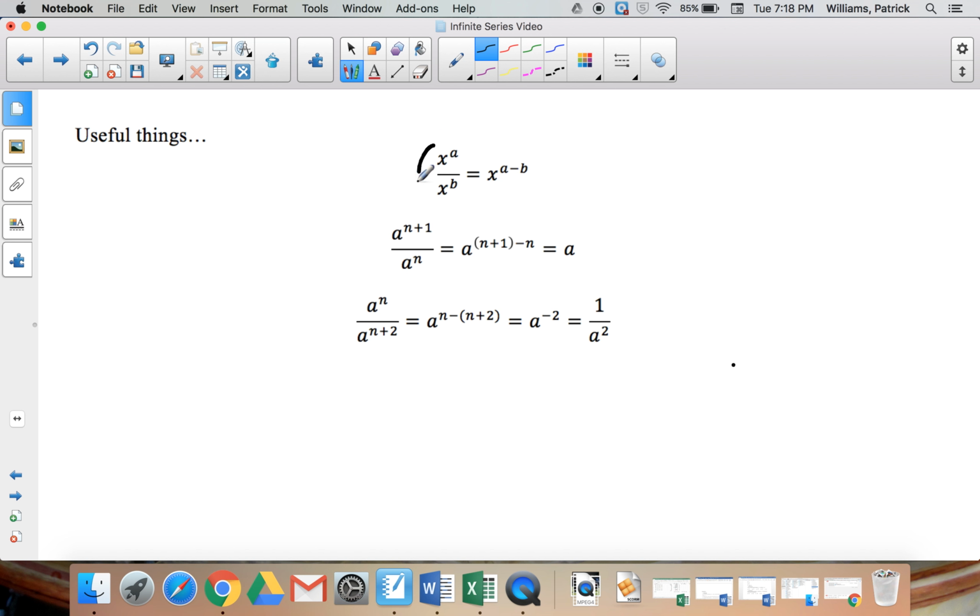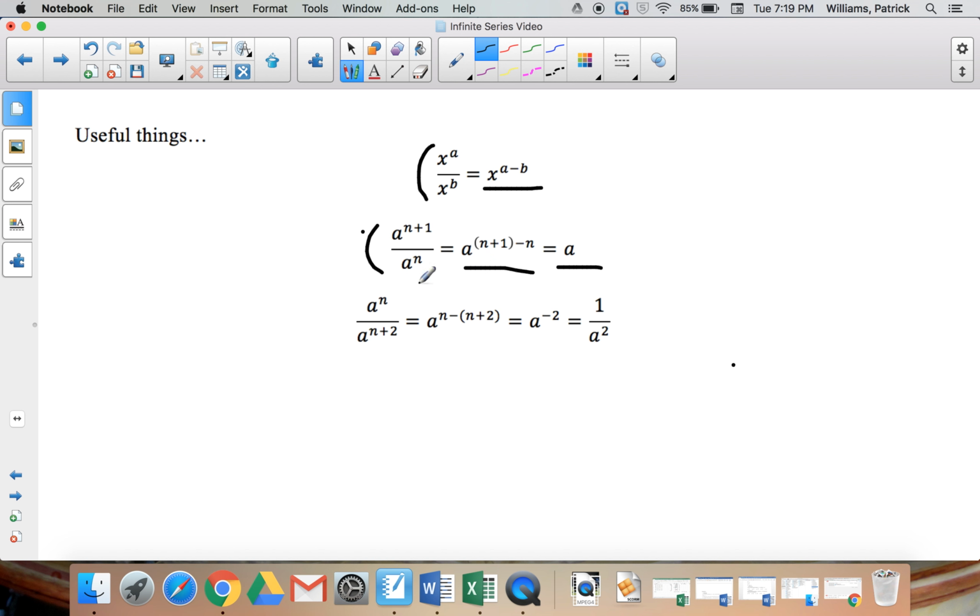So remember this property: x to the a over x to the b is x to the a minus b. Therefore, if we have things like a to the n plus 1 over a to the n, that just gives us a. Again, I'm just applying the rule up here to this particular function. Another way to think about this is if you had 2 squared over 2, that would end up just being 2. Or 2 to the 5th over 2 to the 4th, that would also just be 2.